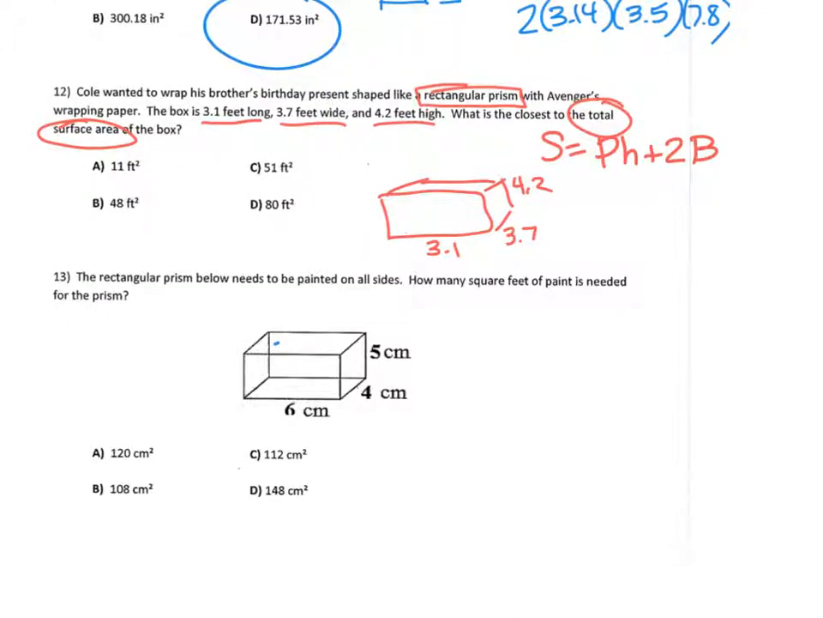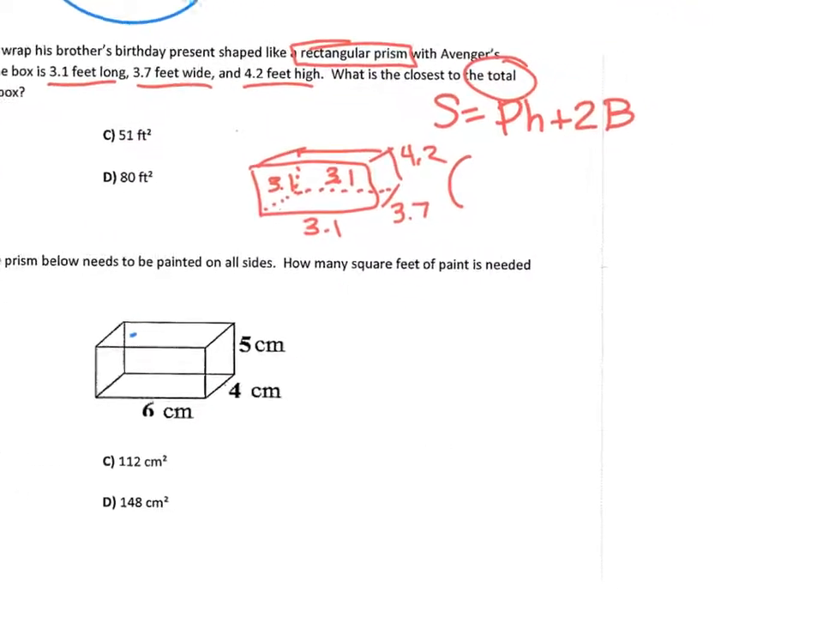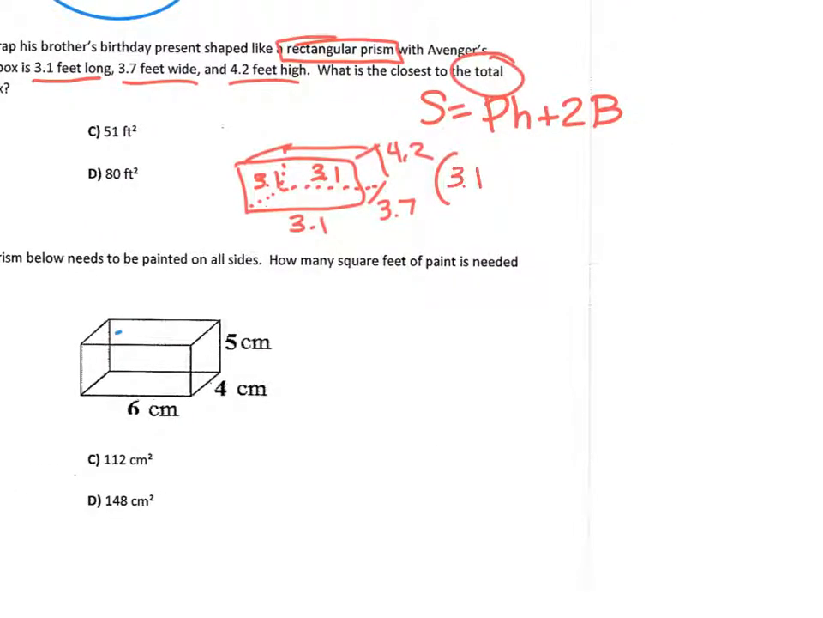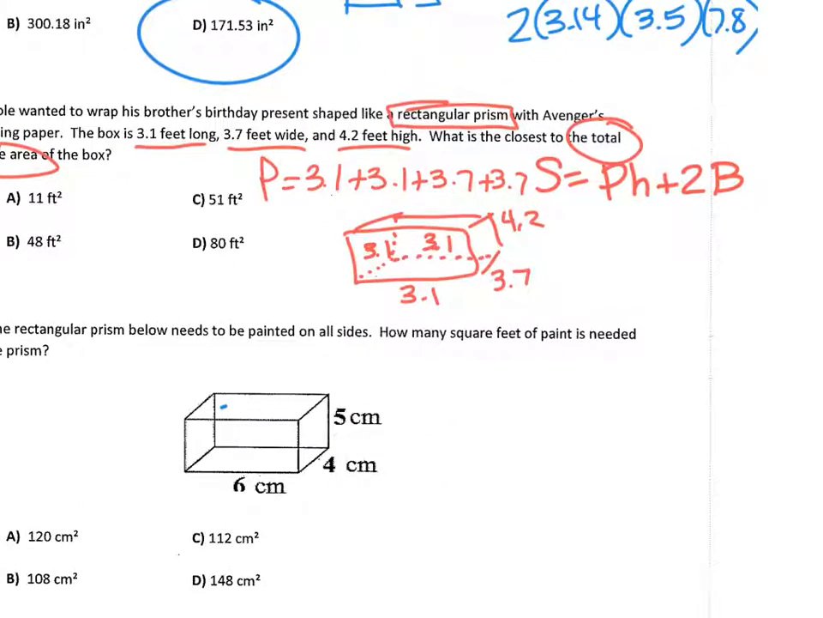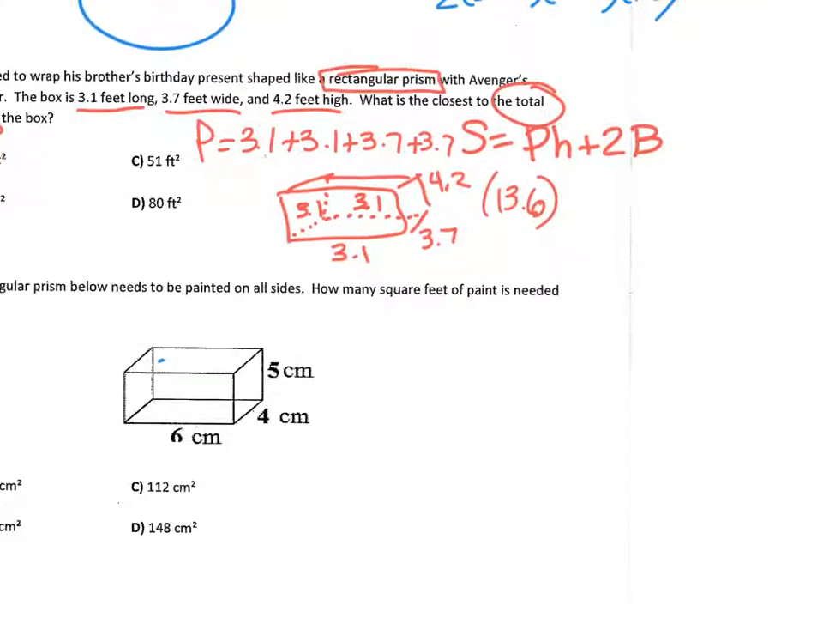The perimeter of your base, what's your base? The perimeter of the base, so 3.1. Is it B? Okay, so the perimeter of your base, 3.1 plus 3.1 plus 3.7 plus 3.7. 13.6 should be your perimeter. What's the height of the whole prism? 4.2. Then plus 2 times the area of the base.